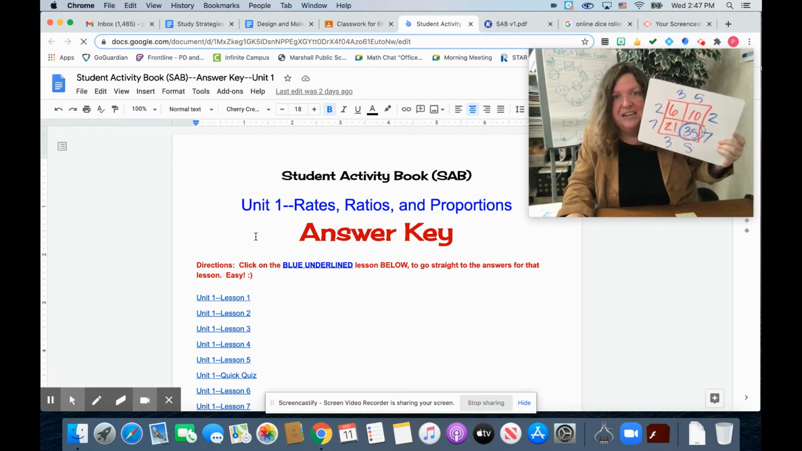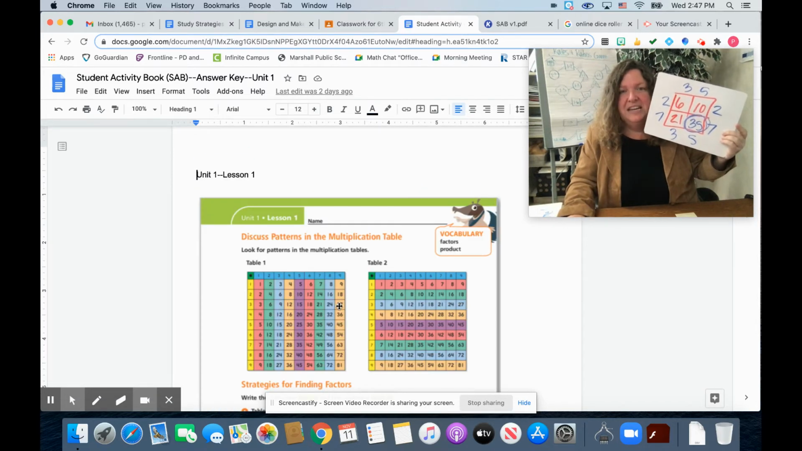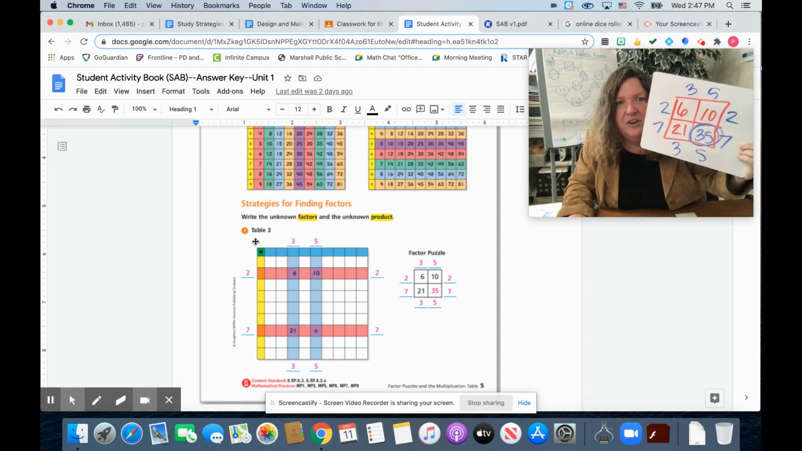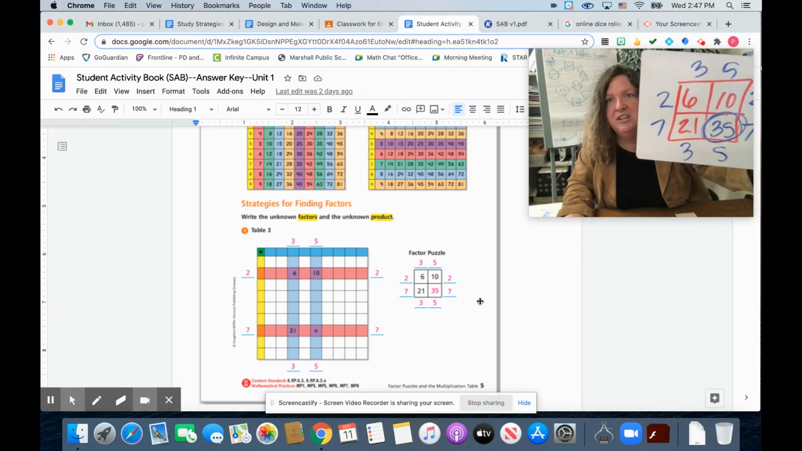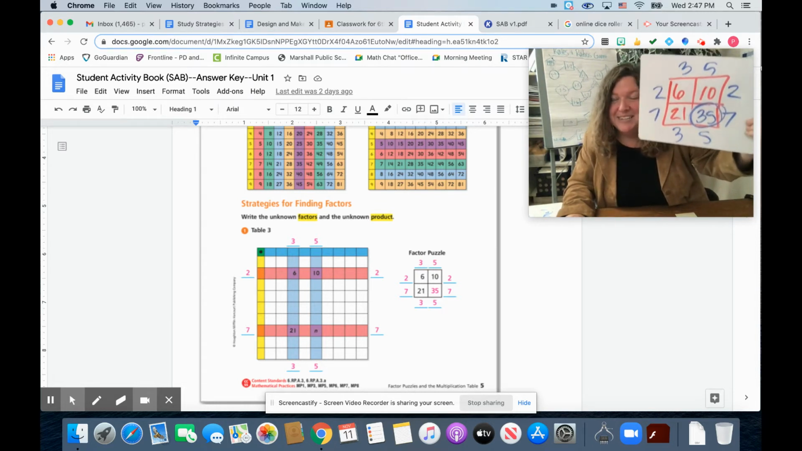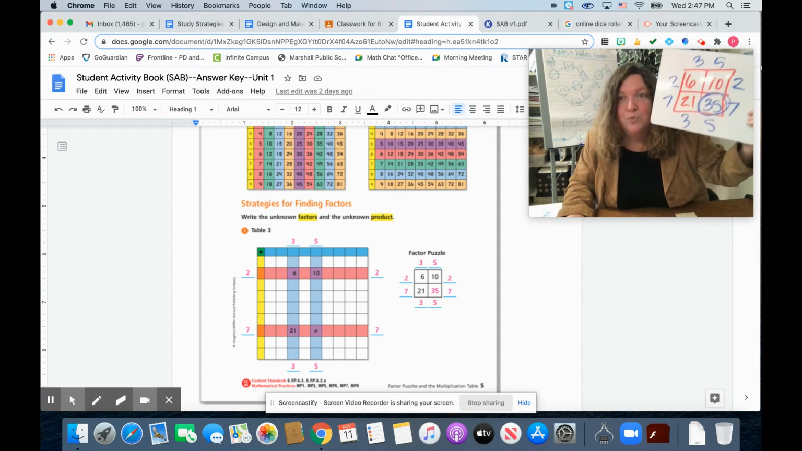Am I understanding? So I'm going to click on Unit 1, Lesson 1, because that's what we're on right now. That's the round we're on. And I'm going to click on it. There it is. Now, I'm going to scroll down to problem number 1. You can see right there. Here's problem number 1. And here's how it shows it should be done. And take a look at how I did it. So I can say, yeah, I'm on the right track. Great. So this is how I solved round 1.